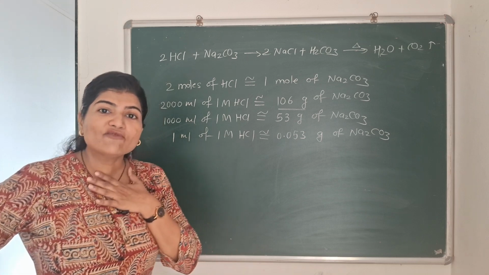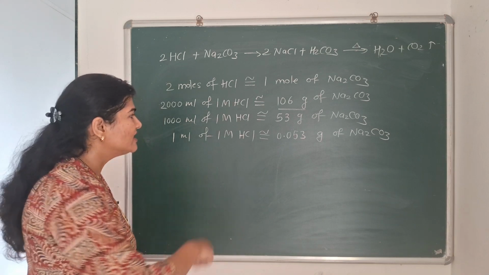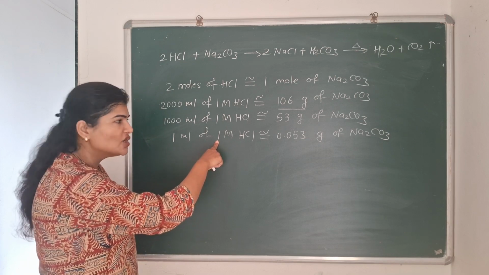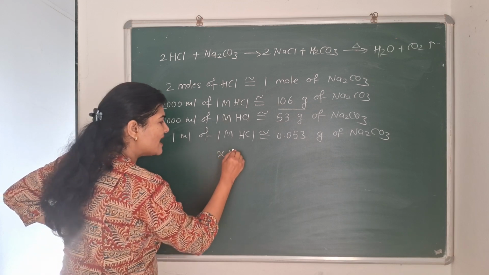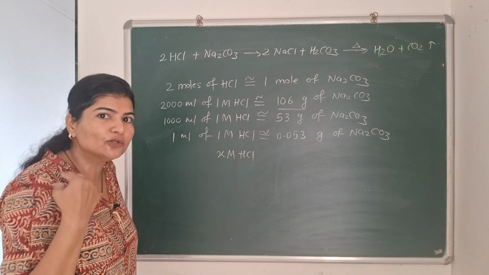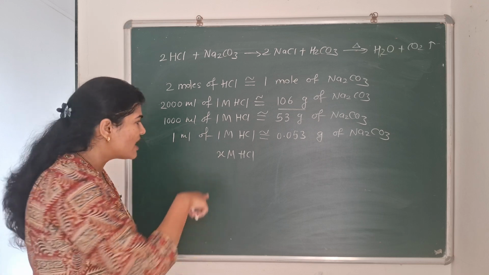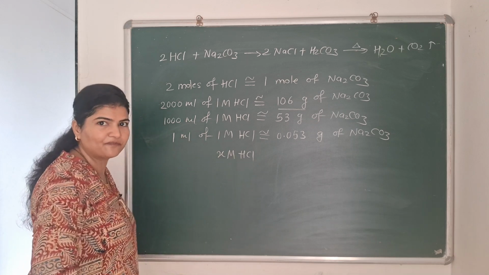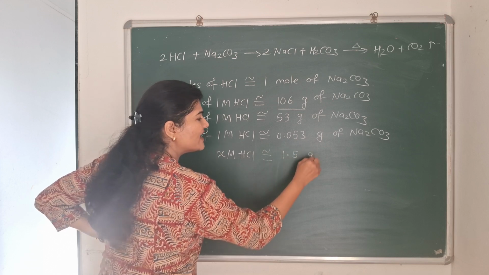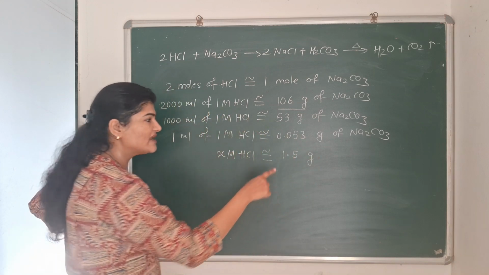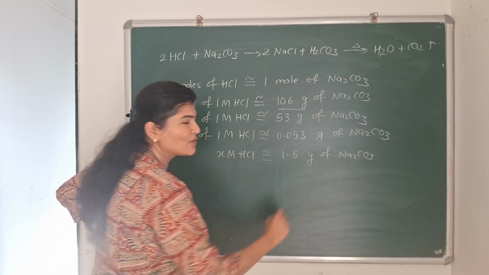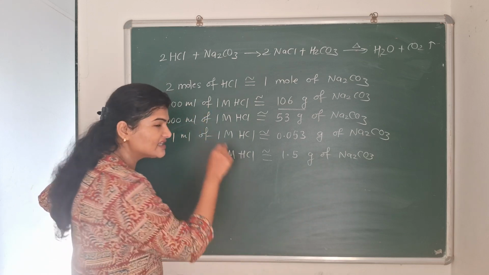Now, what I want to calculate here is the actual molarity of HCl. That is my purpose of standardization. So I will say my molarity of HCl, which I have prepared as 1 molar but I don't know exactly what it is, so I will say X molar HCl. And what I have taken in the conical flask, I completely know. I have accurately weighed on a sensitive balance 1.5 gram of sodium carbonate. So I will write 1.5 gram of sodium carbonate here, and X molar here.